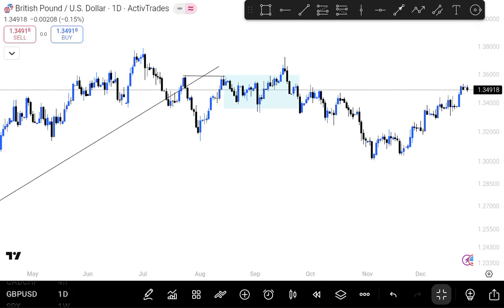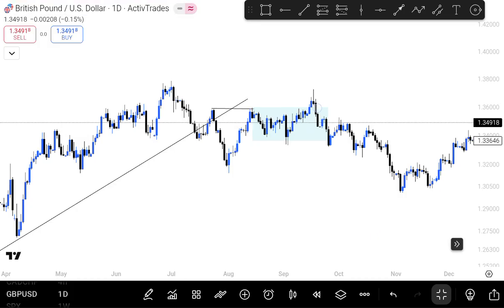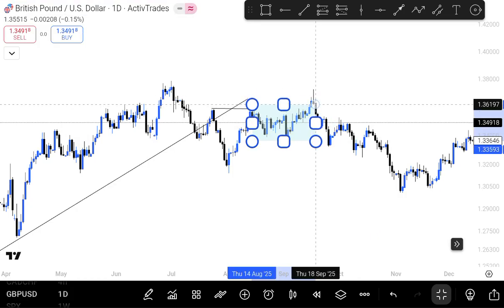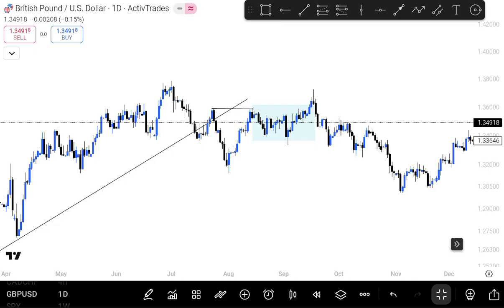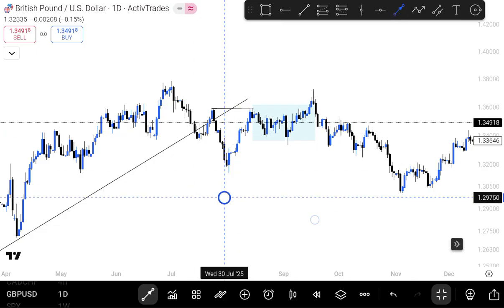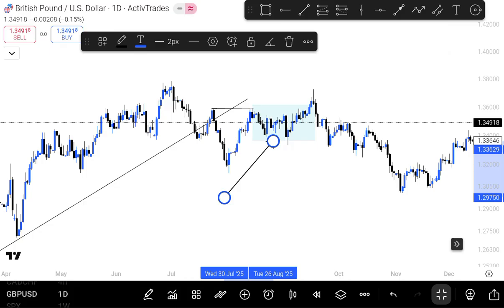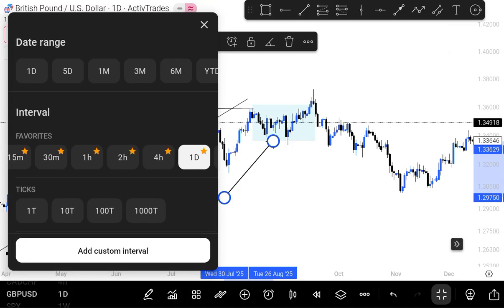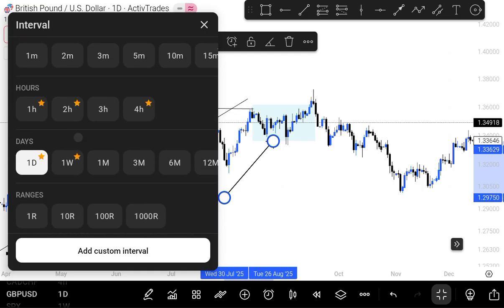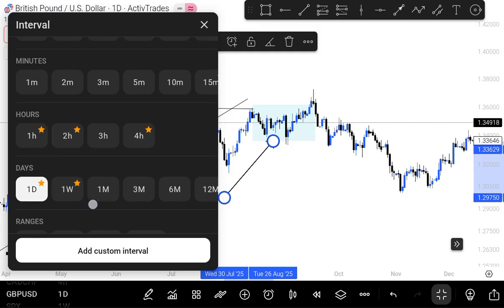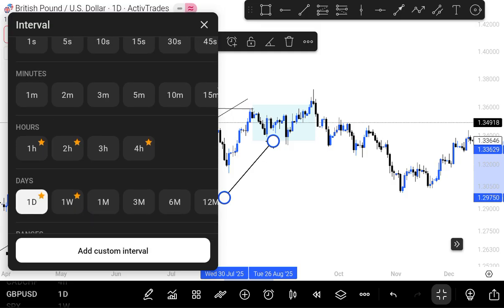You'll find out that if we move to a lower time frame, the market refuses to form the higher highs and higher lows in this case. When we move to a lower time frame, because this is a daily time frame, we have a daily time frame, we have the monthly time frame, we have the weekly time frame. You can see the types of time frame we have here. We have the monthly, we have 12 months, which is a yearly time frame. We have 6 months, 3 months, 1 month, 1 week, daily, 4 hours, 3 hours, and so on and so forth.